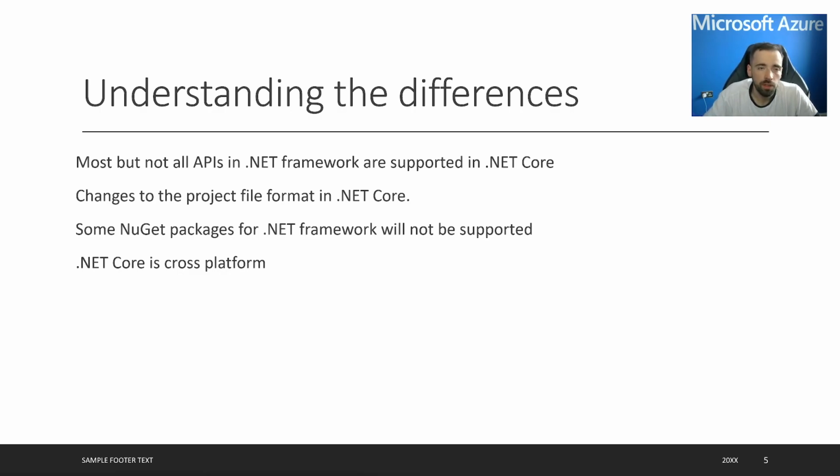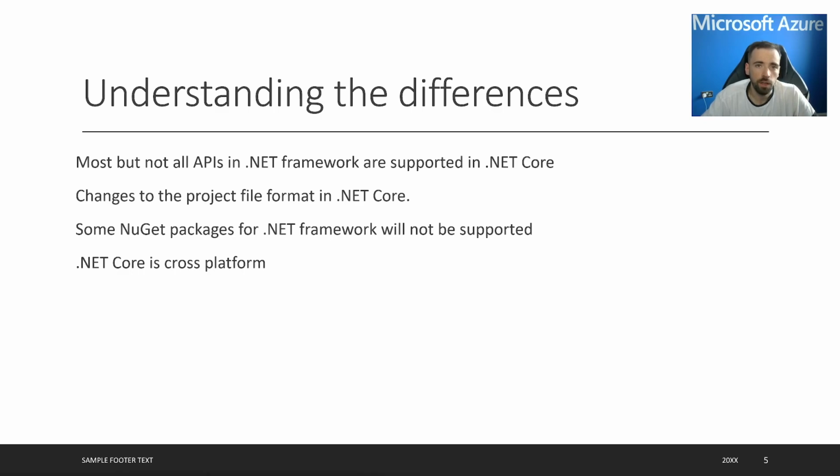So the first area for consideration is understanding their differences. So there are various differences between .NET Framework and .NET Core. Some but not all APIs are no longer available in .NET Core. Similar with NuGet packages as well. There's changes to the project file for .NET Core to be more simplified and user-friendly. And one of the key differences is that .NET Core is cross-platform.